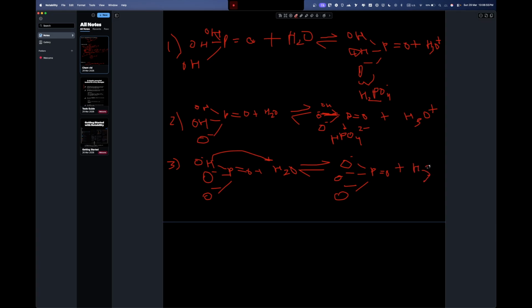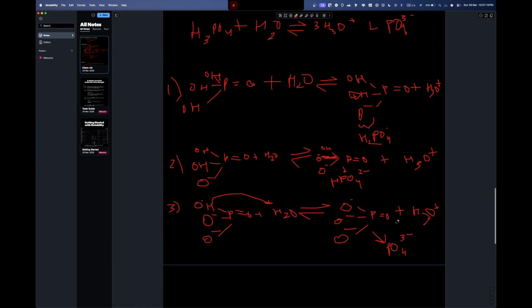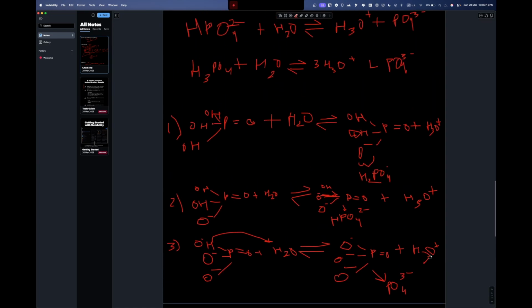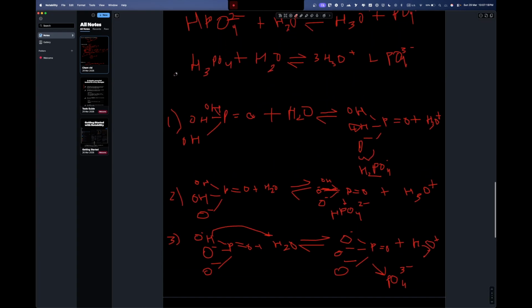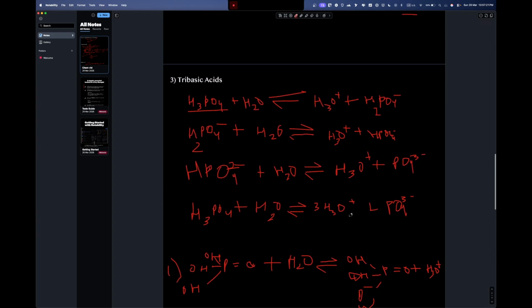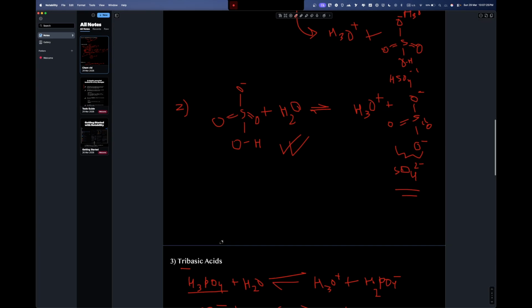This right here, guys, is PO4 3 minus, and this is a phosphate ion. In total, we have 1, 2, 3 hydronium ions. And this dissociation is happening in 3 different distinct steps. So, hence the name tribasic acids. So, this portion is covered.